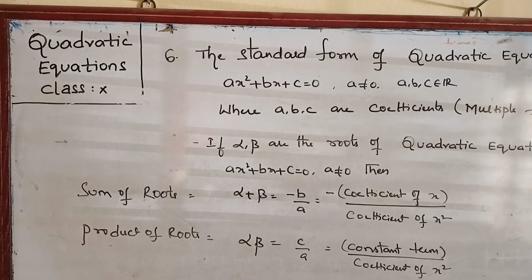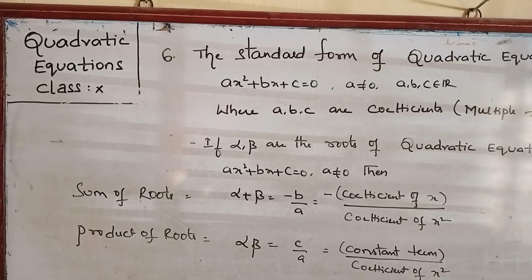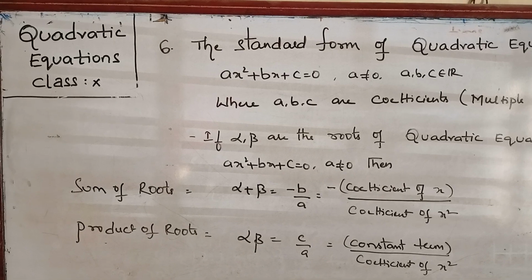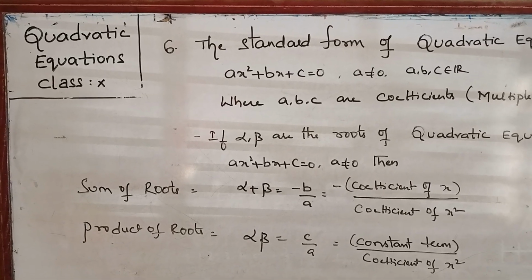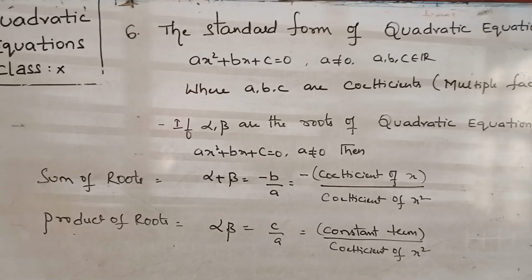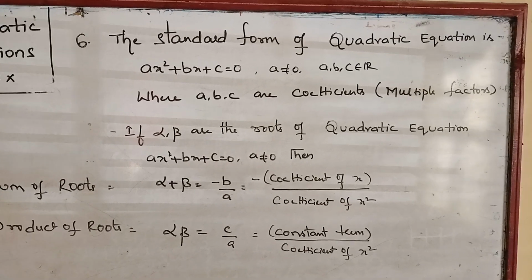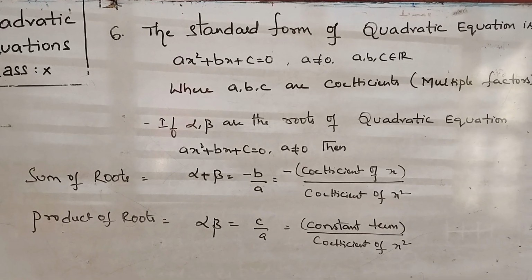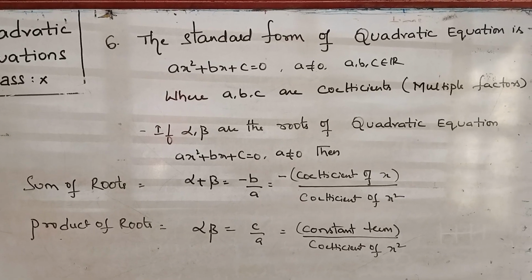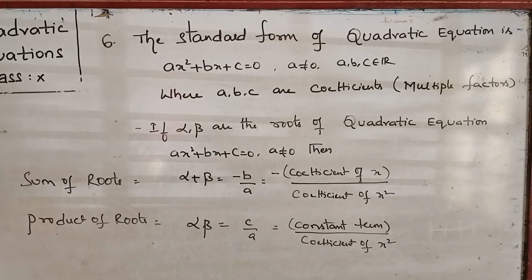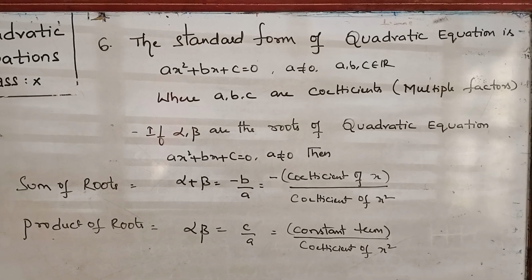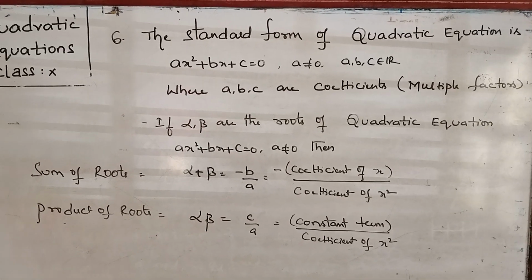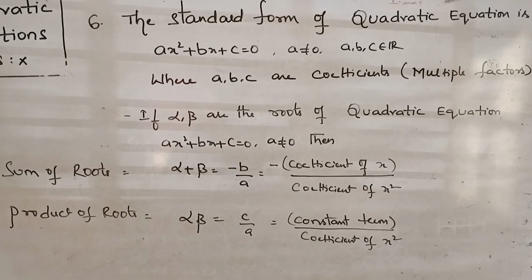In the previous videos we discussed some key points of quadratic equations, right? So we'll continue with the same. Here, the quadratic equations of class 10th, sixth point. The standard form of a quadratic equation is ax square plus bx plus c equal to 0, where a is not equal to 0. If a is equal to 0, it becomes a linear equation, guys. And a, b, c belong to the real number set, where a, b, c are the coefficients or multiplying factors of the given equation.